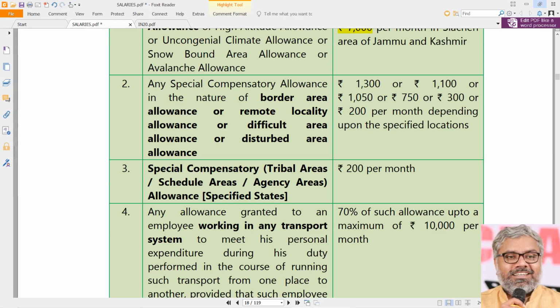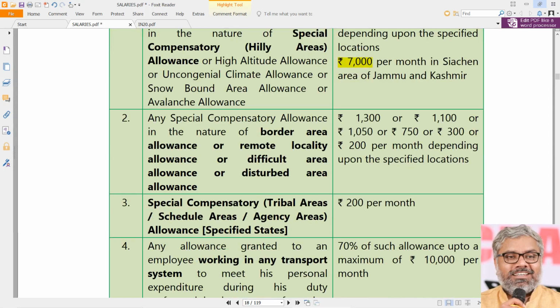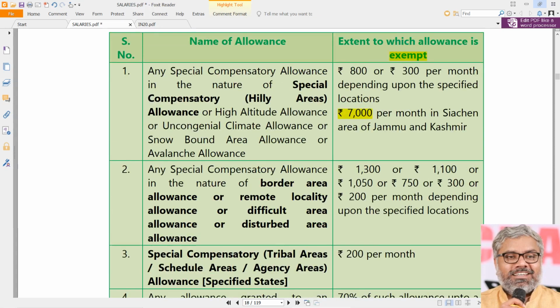Special compensatory allowance: border area allowance, remote locality allowance, difficult area allowance, disturbed area allowance, like this. 1300, 1100, 1050, 750, 300, like that. Depending upon location, there are different exemptions. So are we going to learn by heart all the locations and respective exemptions to that? Absolutely not. So the first point, ignore it. Second point, ignore it. It is not useful for our exams.